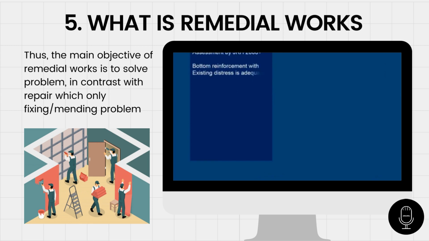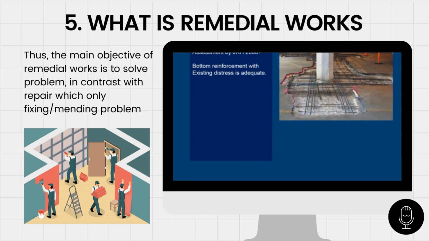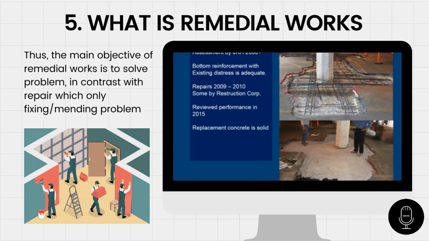The assessment was in 2008. Bottom reinforcement, like I said, was adequate. This was the top steel restructuring. Doing this, we opened this up and you can see the square edges, like Bruce showed you. So we took this down to solid concrete, and we did these repairs in 2009 and 2010. Restructuring did some of them, Roar Construction Company did the others. We reviewed the performance in 2015. We're going to look at this every 5 years.